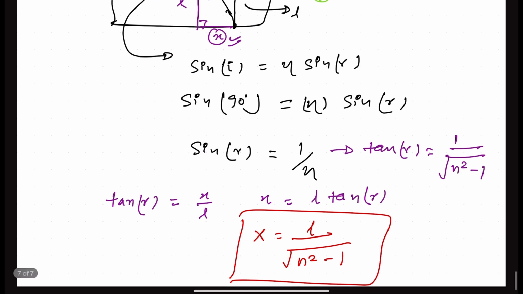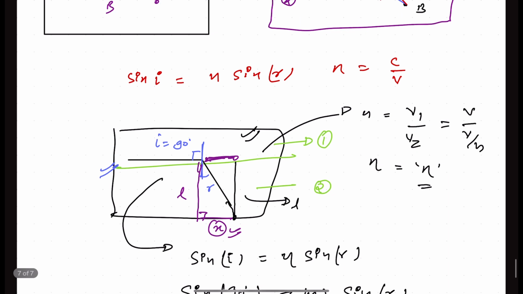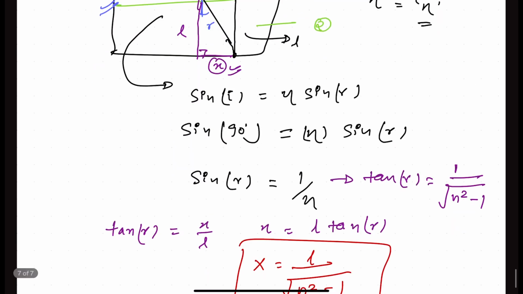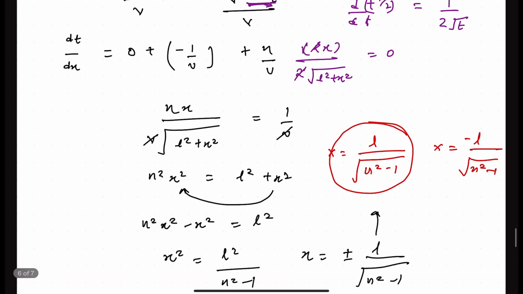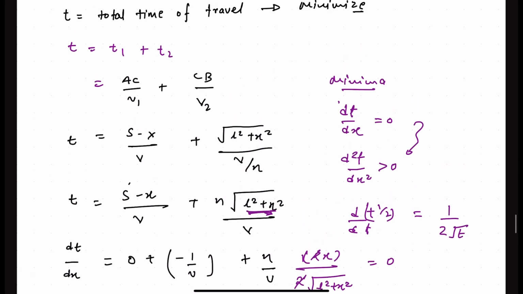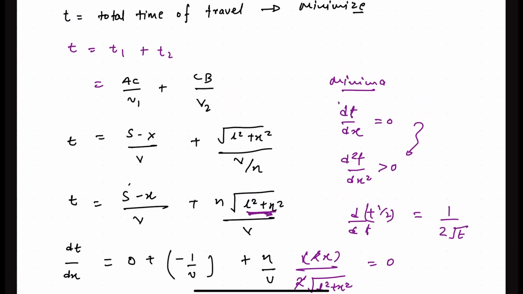Okay, but this approach is reducing our calculation, and that is important, right? Here we can use Snell's law and we can find this answer. Instead of doing this differentiation, we can avoid it. We can avoid the calculation. We can avoid the calculus.